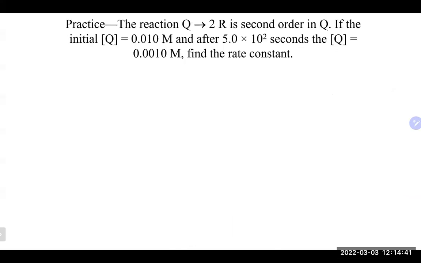Okay. So let's give this one a go. This reaction is second order, initial concentration is 0.01, and after about 500 seconds, it is 0.001. What is the rate constant in this? Okay, so again, second order. So definitely want to make sure we're using the correct law here.